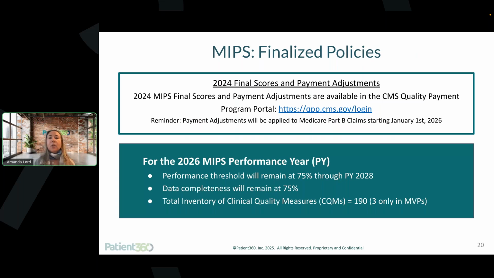Gotcha. Thank you. Okay, so MIPS finalized policies. Before we discuss the 2026 MIPS policy, just a quick heads up to everyone, the 2024 final scores have been out for a while, at least a couple of months. So it's important to log into QPP and view those scores. Look at your past performance, because that's going to help inform you on what you need to do today in the here and now. Payment adjustments for your 2024 score will be applied to Medicare Part B claims starting on January 1st of 2026. Two most important aspects of MIPS, performance threshold and data completeness, are holding steady at 75.